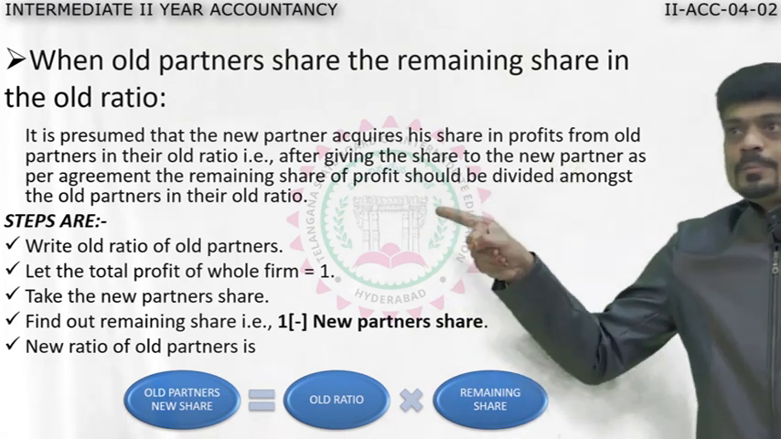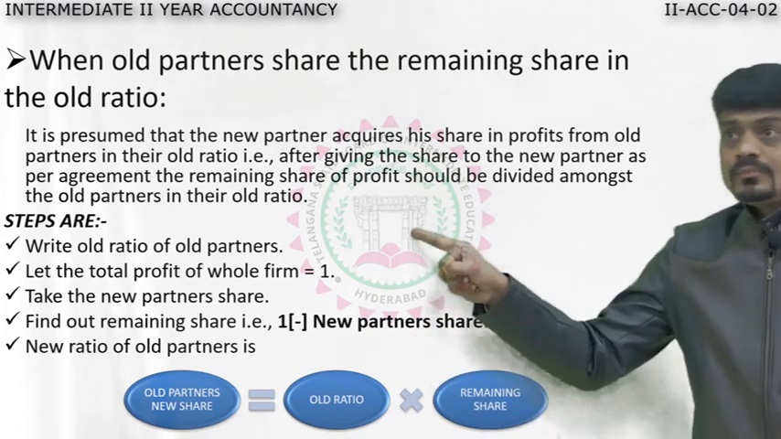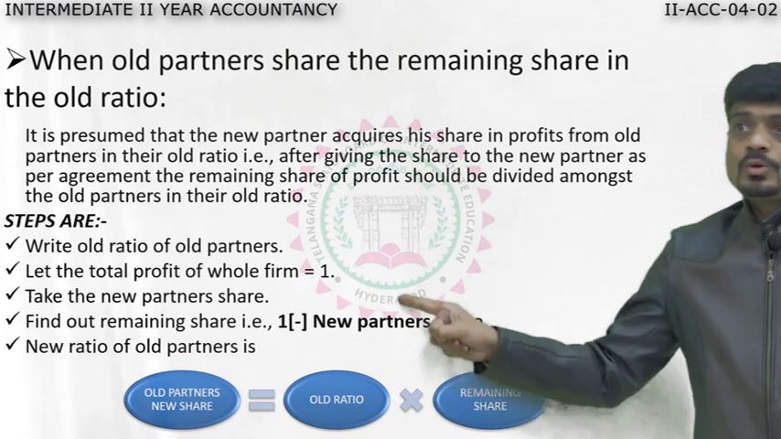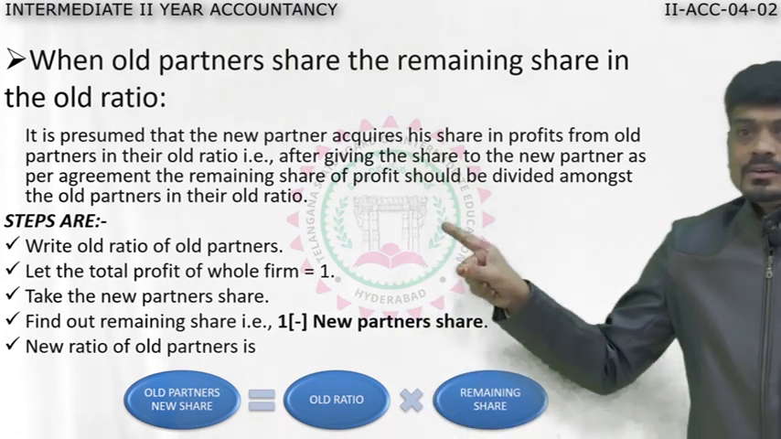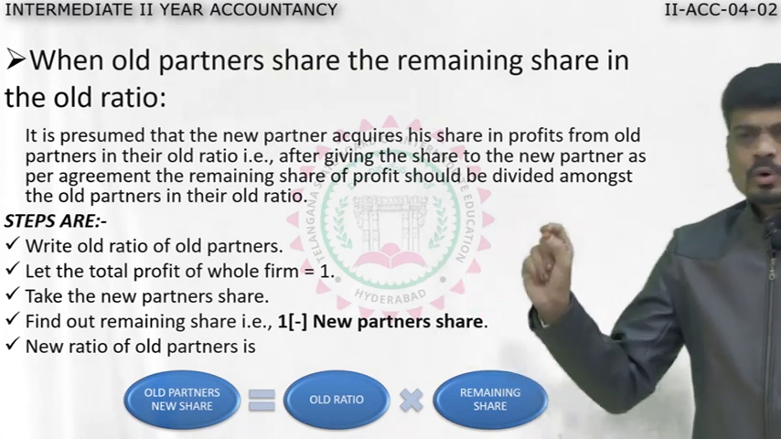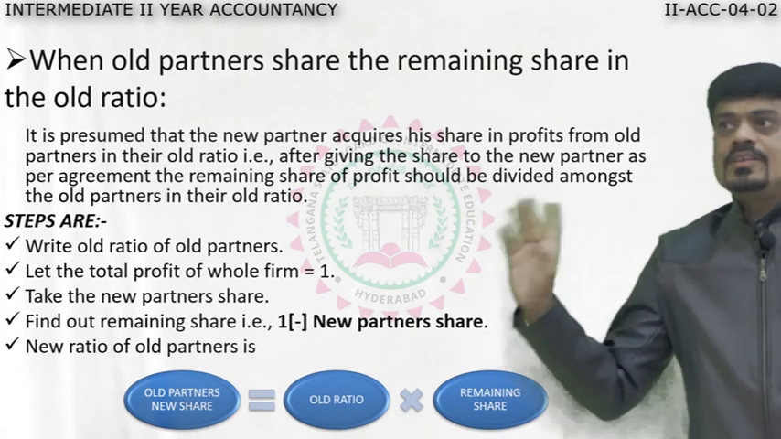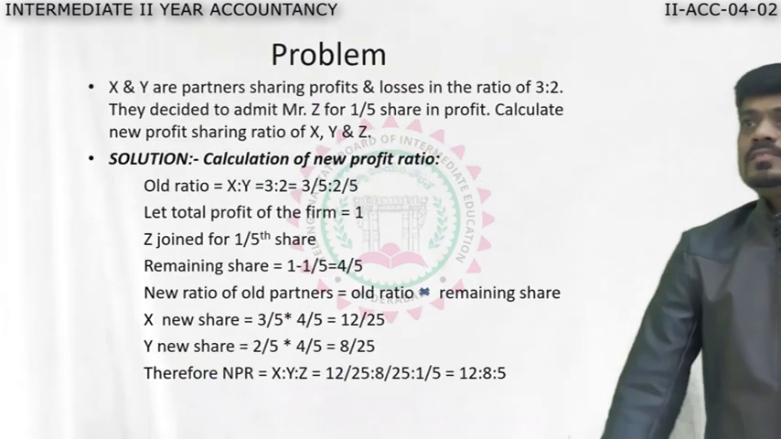If possible, please jot down these steps. This is the most important one. The most important for 2 marks. Calculating of new profit sharing ratio. 100% you are going to get the question for 2 marks, and mostly the 32nd question will be this only in the examination. Now, let us see the example.